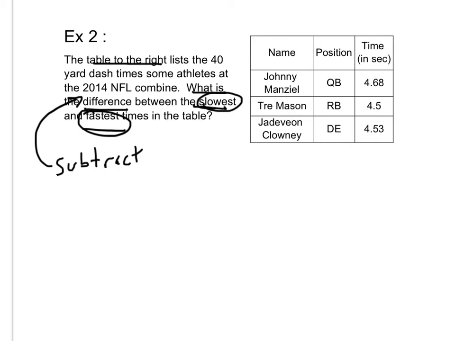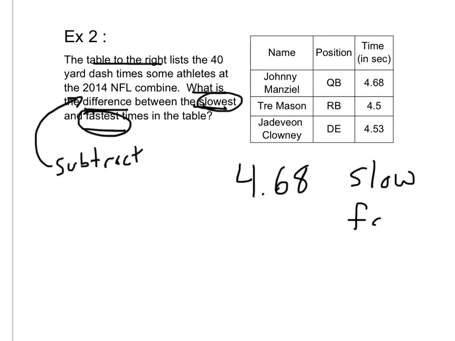So I've got to pick out the slowest time first. Well, the slowest runner is going to be the person who took the longest. So I'm actually looking for the highest number here, which is this guy right here, Johnny Manziel. He's got the slowest time. So 4.68. That's the slowest.